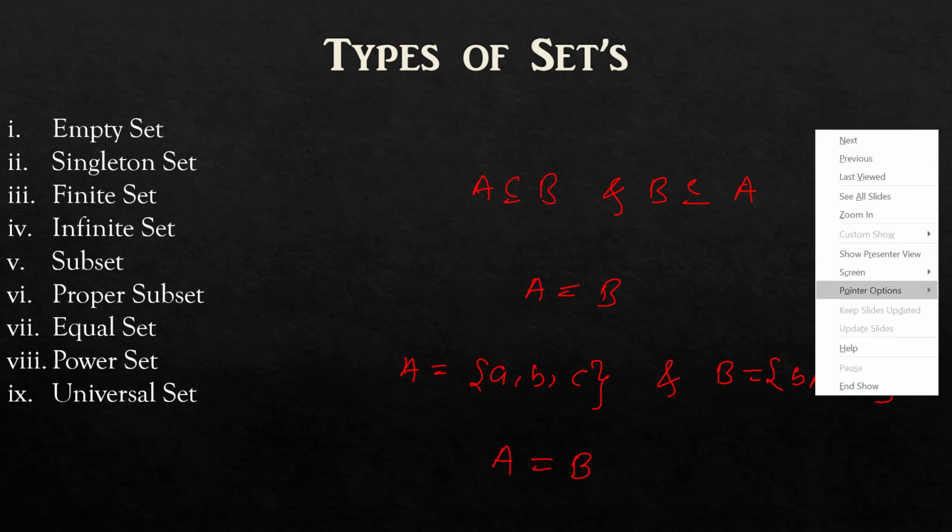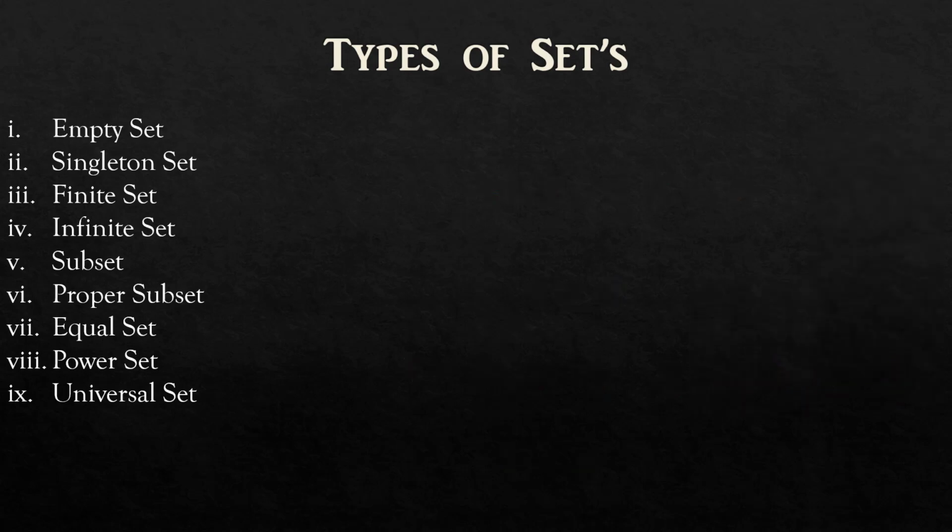Next one is the power set. The power set of A is denoted by P(A). The set of all possible subsets of a given set A is called a power set, and it is denoted by P(A). For example, A = {a, b}. So we get P(A) = {∅, {a}, {b}, {a, b}}.